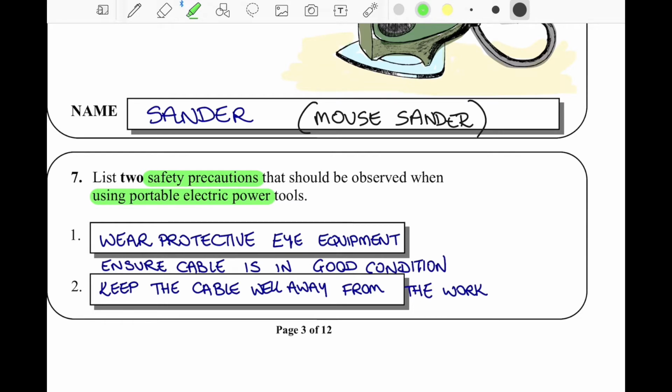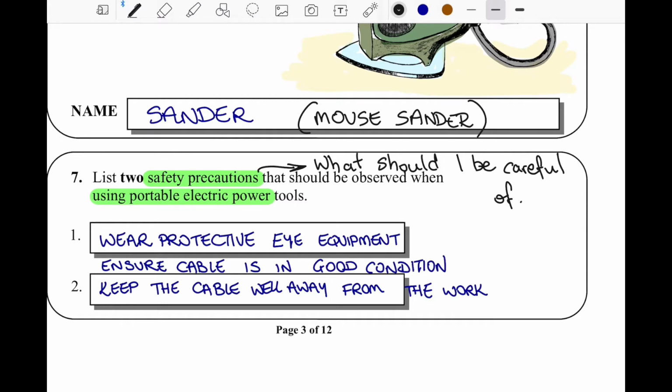With this one, it's if I'm using a portable power tool, such as a drill or maybe a jigsaw, what are the safety rules associated with that, or the precautions? What should I be careful of? Because that's literally what a precaution is. And write it into yours as well, because unless you write it, you won't remember it. What should I be careful of? Okay, and in this case, it's number 1. What precautions should I take? I should wear protective eye equipment. So that is one precaution.